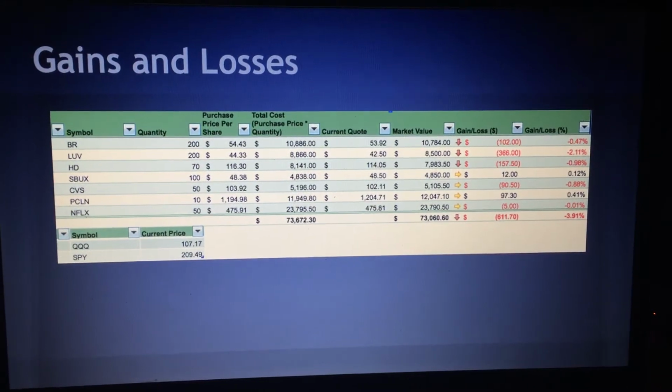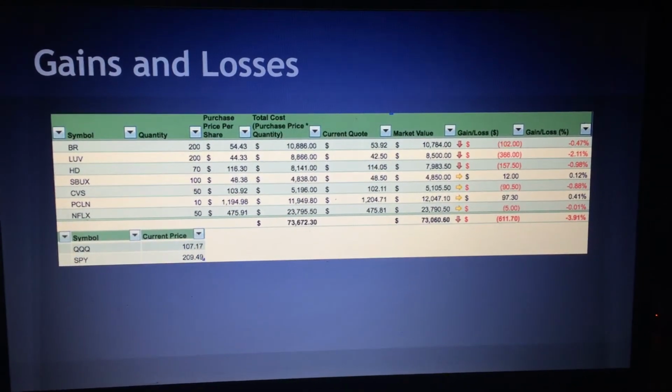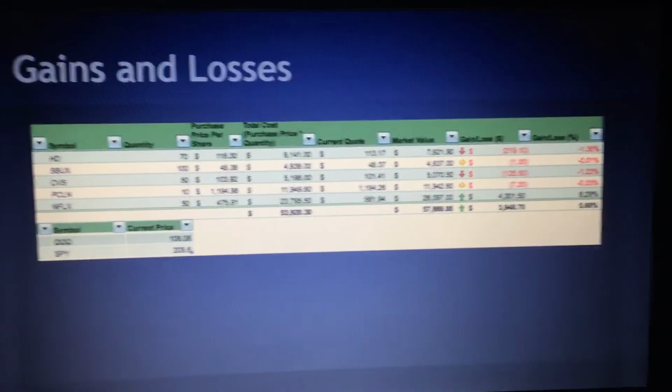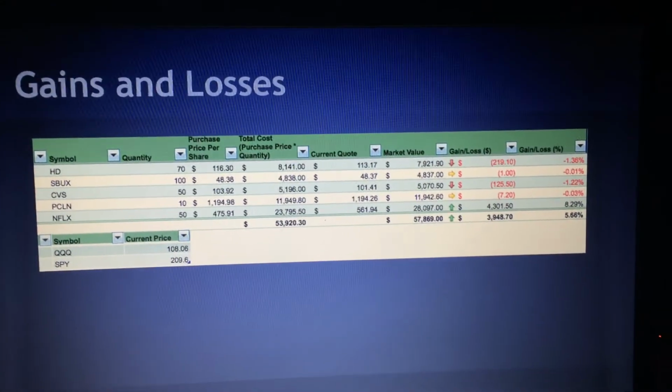As you can see, our loss started to decrease, and at the end, our return turned positive with a $4,000 profit, mainly because of our riskier stocks.